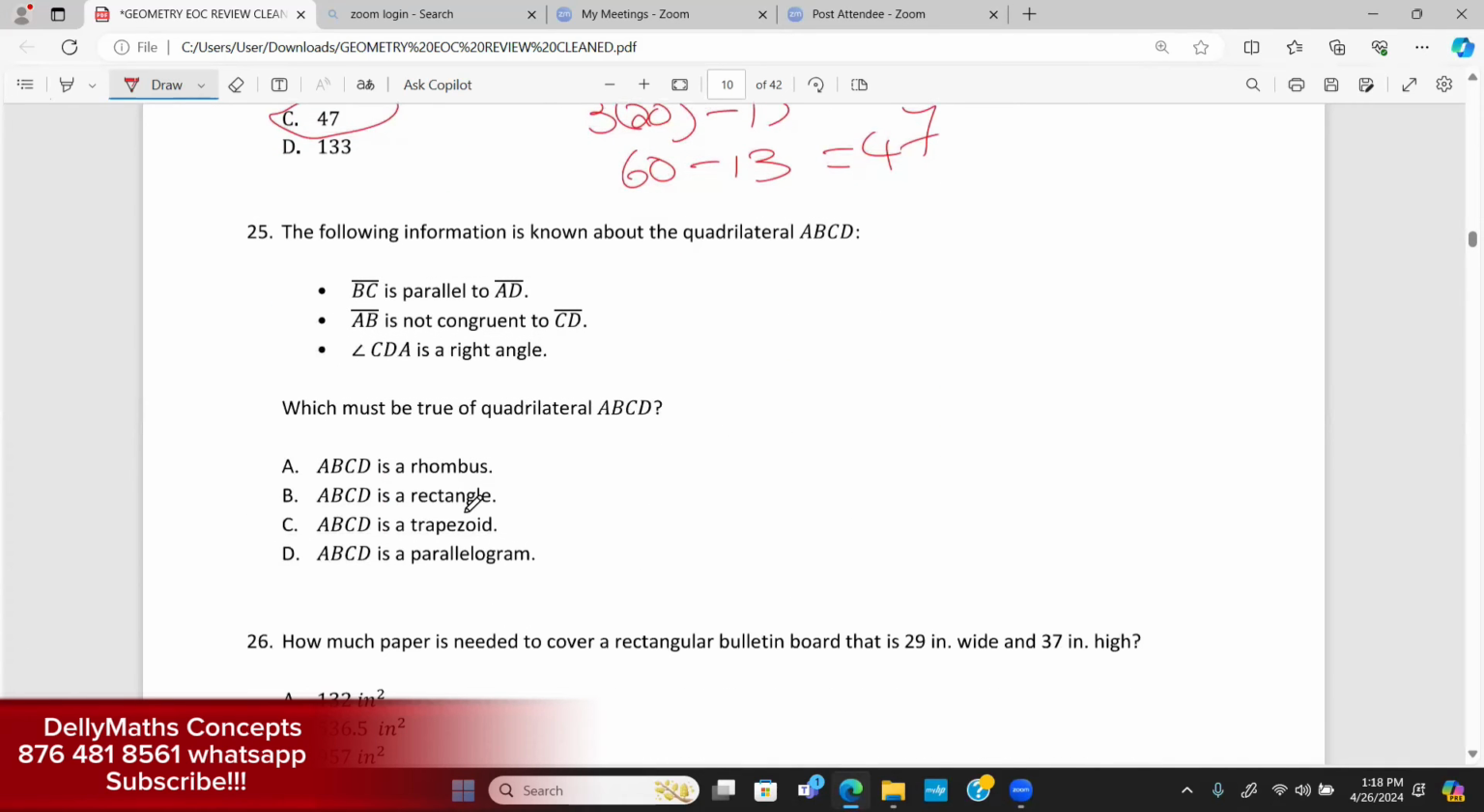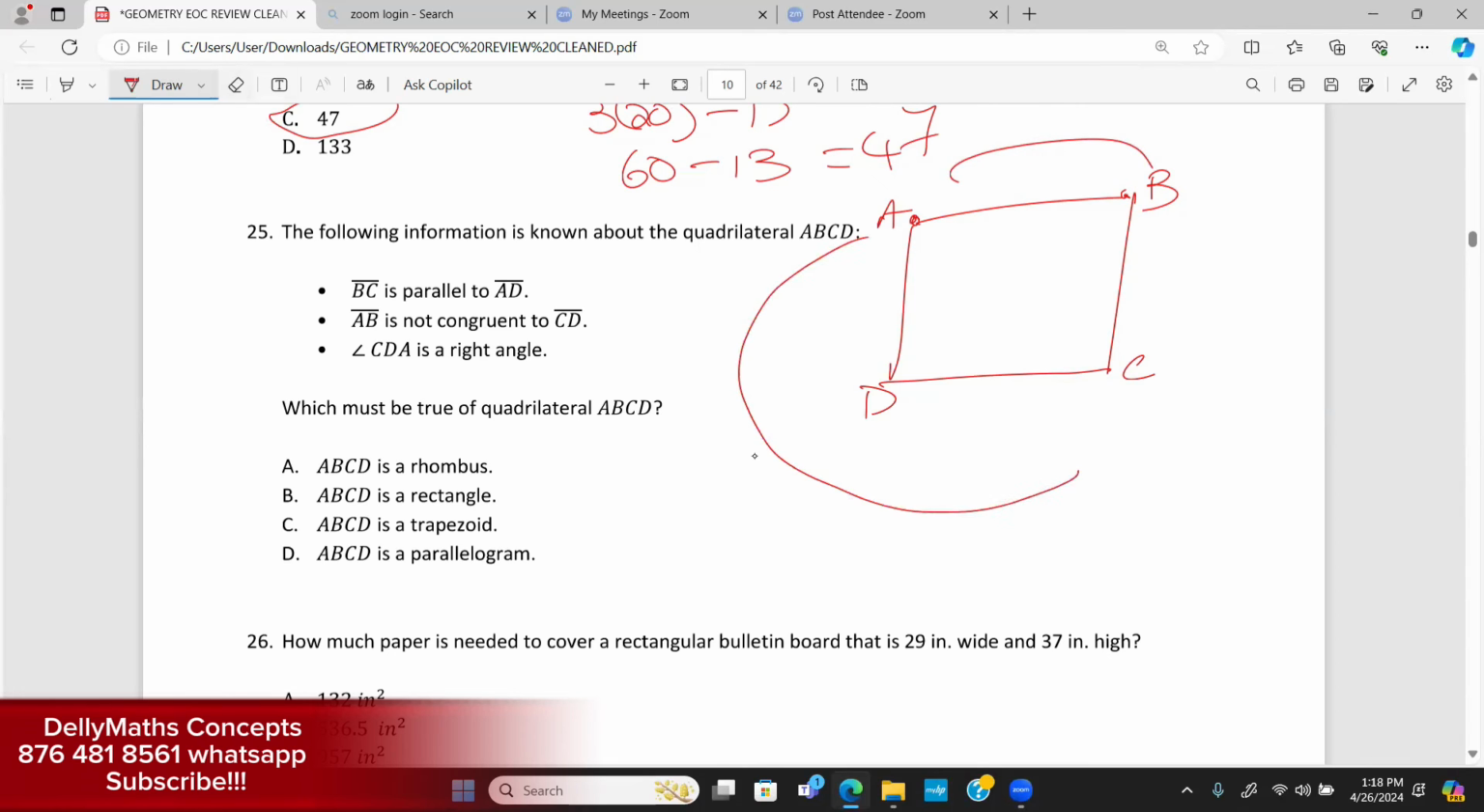So 25 says, the following information is known about the quadrilateral ABCD. So even if I just draw a quick quadrilateral and I make it up, I'm going to label from A to B, C, and D. And when you're labeling, you have to go in one direction with your vertices. So naming those vertices, do not switch up. So if you're going ABC like this, you could go that way, or you could have gone this way. But it doesn't matter. Whichever way you go, be consistent. Keep it.